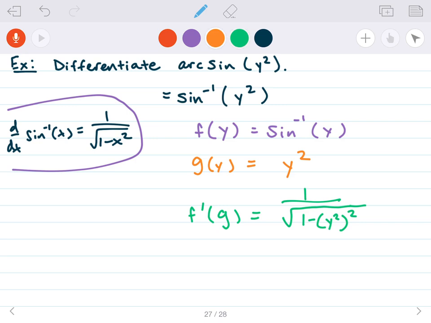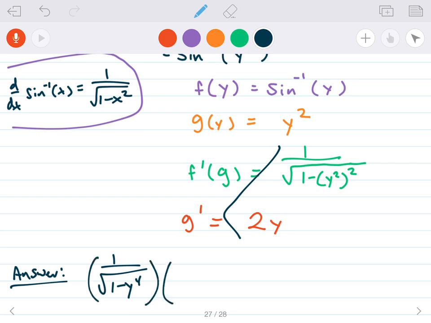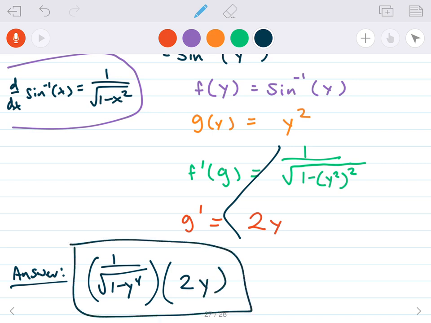Then we also need for our chain rule g prime. G prime is just 2y. Multiply these together and we get our answer. So our answer, the derivative of our original function in question, is 1 over square root of 1 minus y to the 4th, times 2y. And that is our answer.